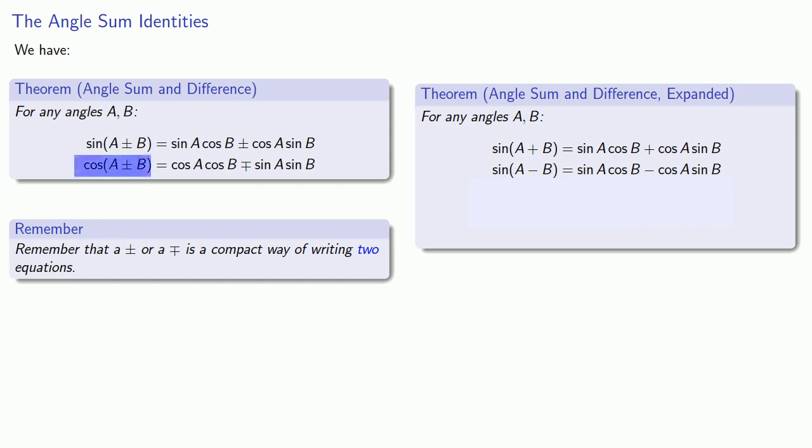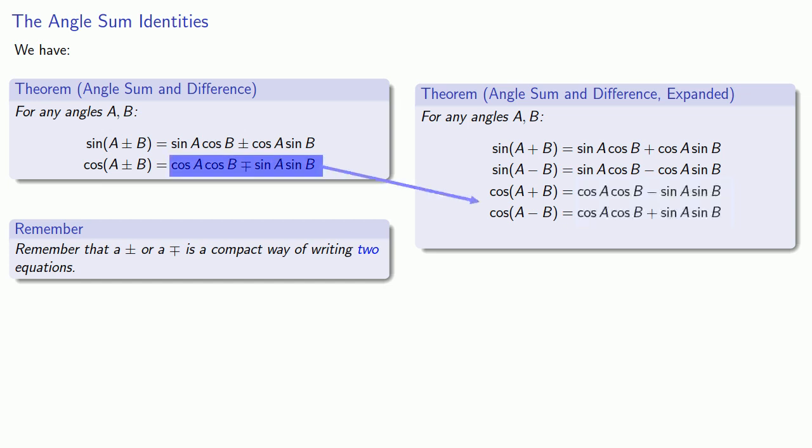Likewise, cosine of A plus or minus B is cosine of A plus B and cosine of A minus B. And the important thing to notice here is that this is minus or plus. The minus equation goes first, followed by the plus equation.